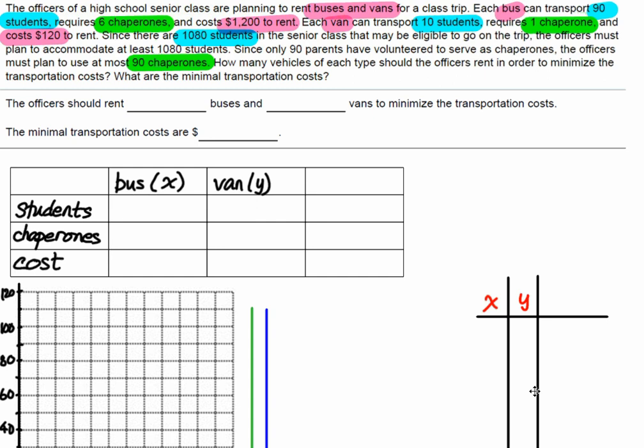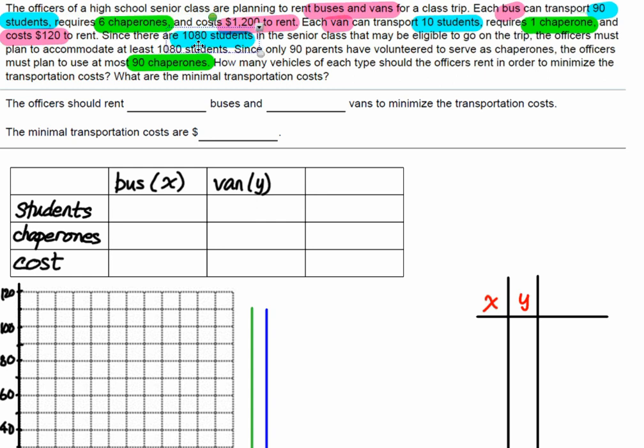The officers of a high school senior class are planning to rent buses and vans for a class trip. Each bus can transport 90 students, requires 6 chaperones, and it costs $1,200 to rent. On the other hand, the vans will only transport 10 students, need 1 chaperone, and will cost $120 to rent.